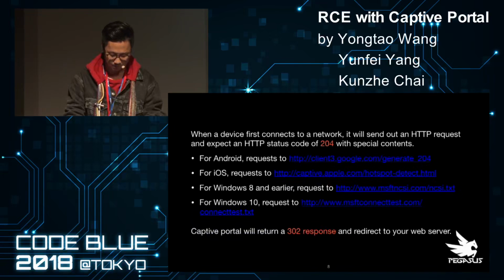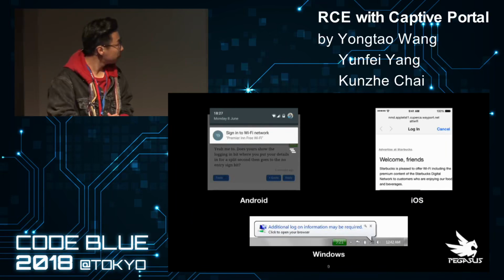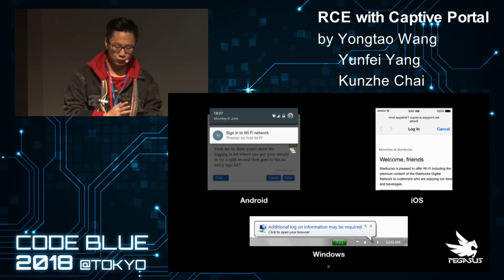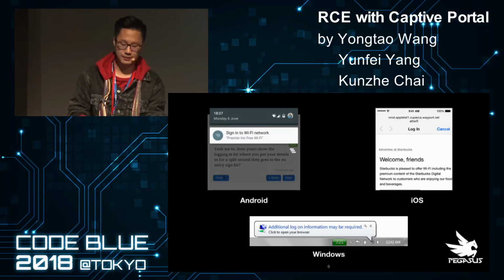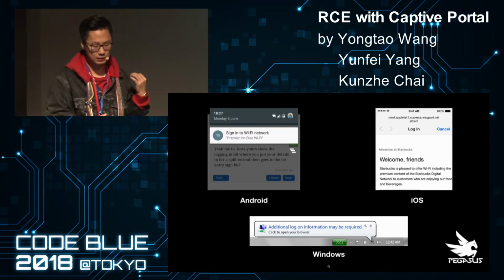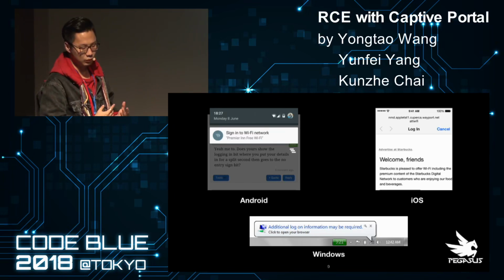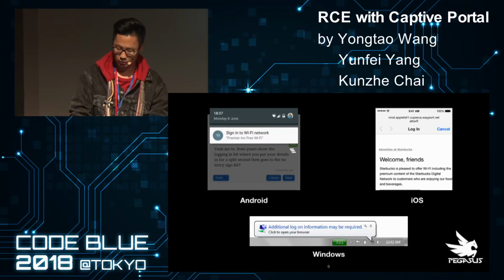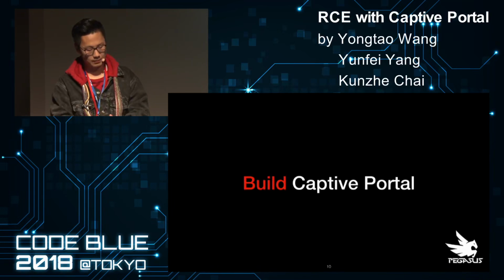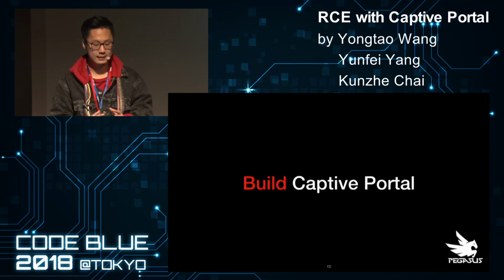So if you do that in your Wi-Fi network, the wireless client will pop up the login window like these three pictures, which belong to Android, iOS, and Windows. So the next part is making a Wi-Fi with a captive portal.